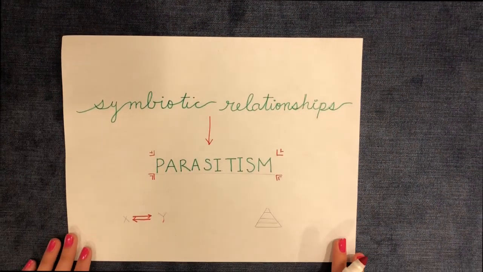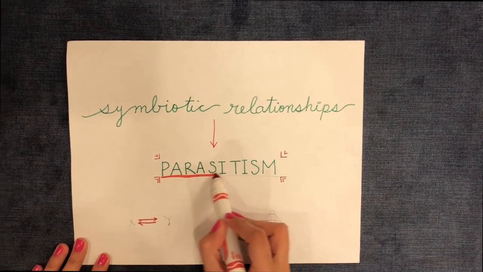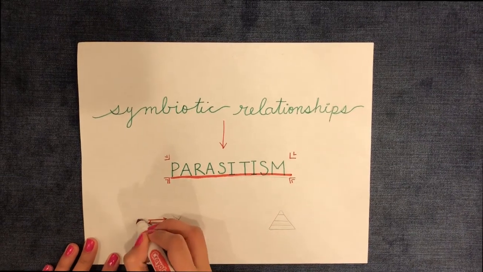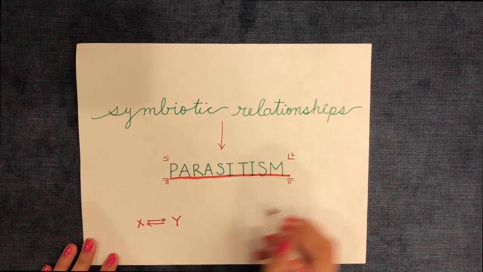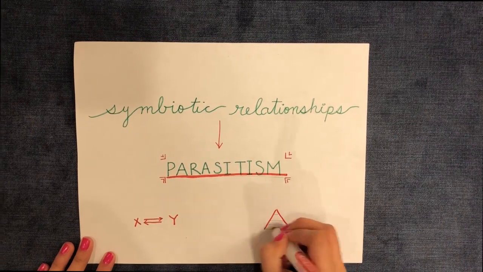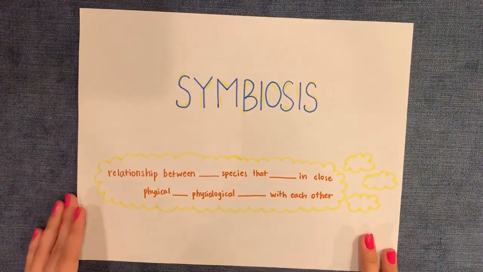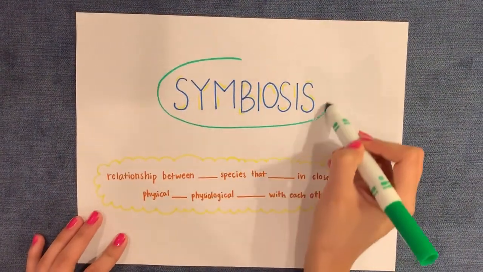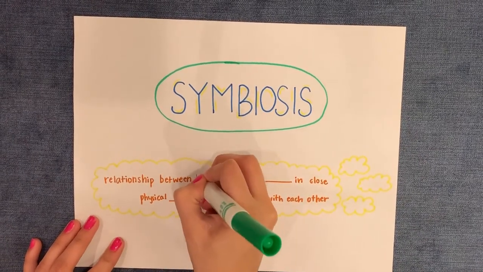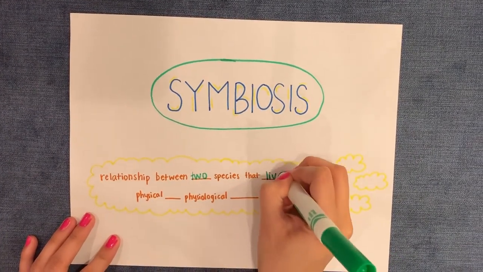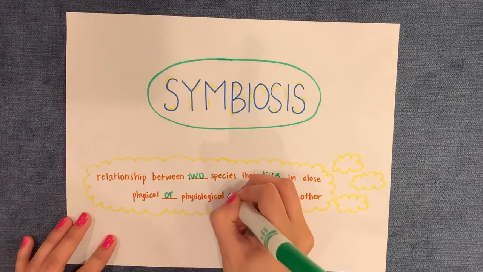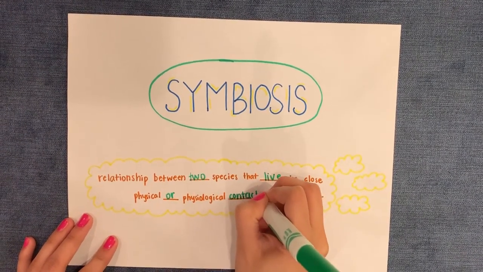Today we will be discussing one of the symbiotic relationships, particularly parasitism, and the effect this microorganism and host interaction has on higher level consumers and trophic levels. Let's begin with the broad definition of symbiosis. Symbiosis is a relationship between two species that live in close physical or physiological contact with each other.